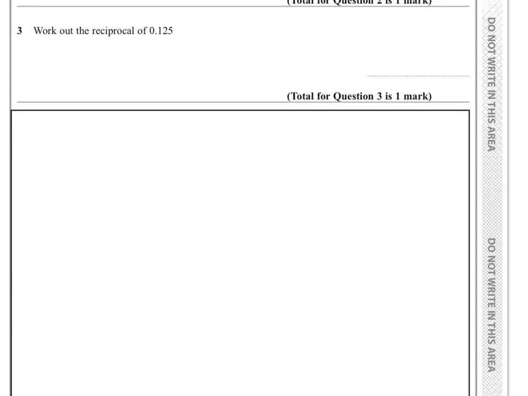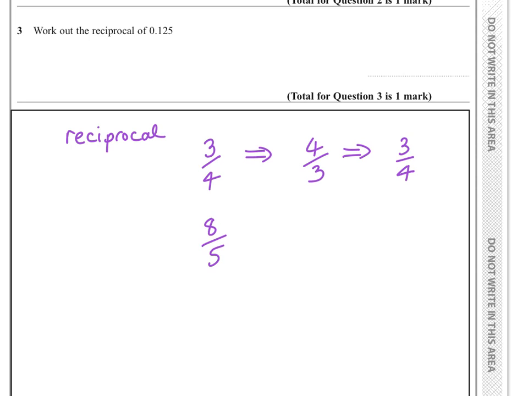Question 3. Work out the reciprocal of 0.125. Now let's have a look at this keyword here, reciprocal. If you want to find the reciprocal of a number, let's just use a fraction here, say 3/4. Then the reciprocal of 3/4 is 4/3. And if you wanted to find the reciprocal of 4/3, that would be 3/4. So what do you think the reciprocal of 8/5 would be? Well, yeah, it would be 5/8.